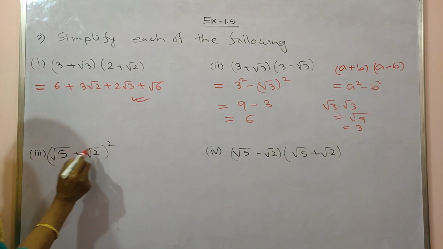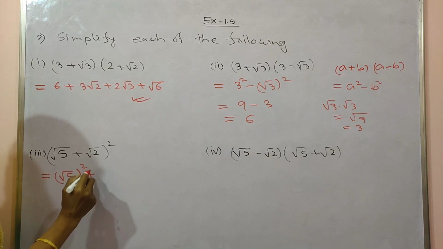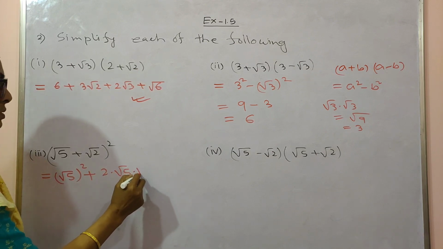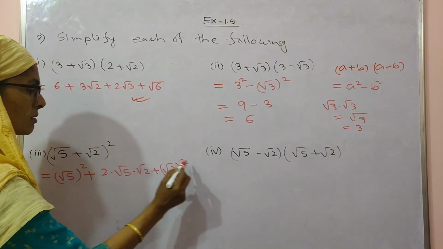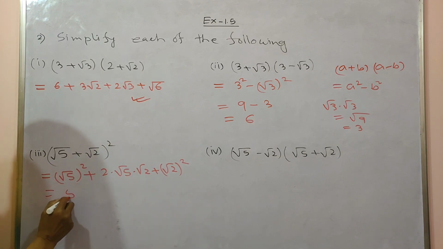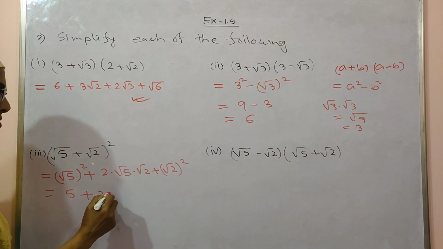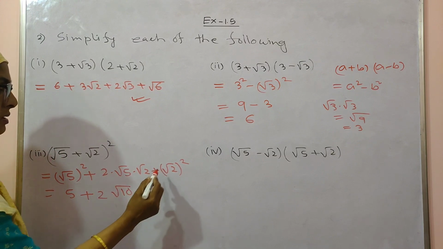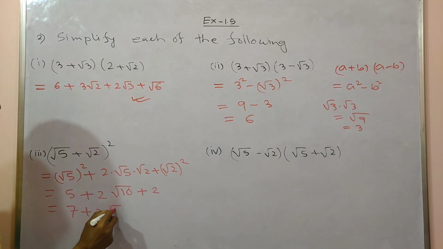This one is the a plus b whole square formula. A square plus 2 into root 5 into root 2, twice ab, plus b square. Root 5 square means the root cancels, that means simply 5. 2 root 5 into root 2 multiply here, so 2 root 10. Root 2 square means simply 2. So 5 plus 2, 7, plus 2 root 10.